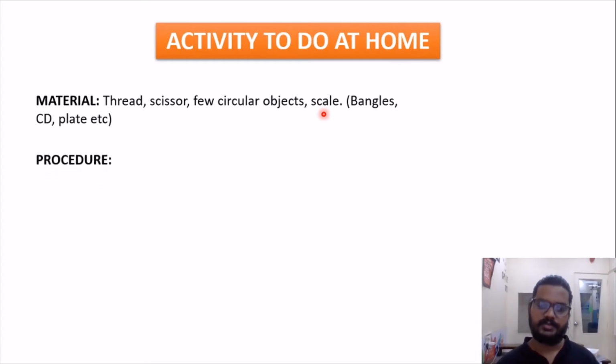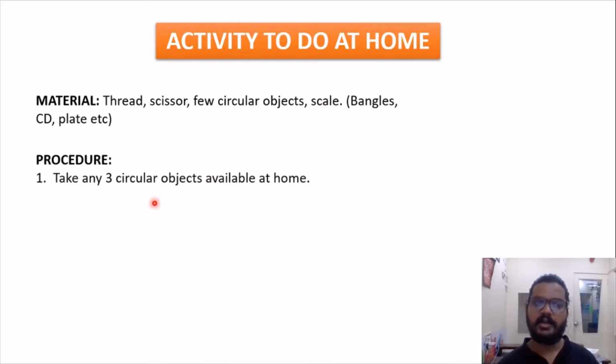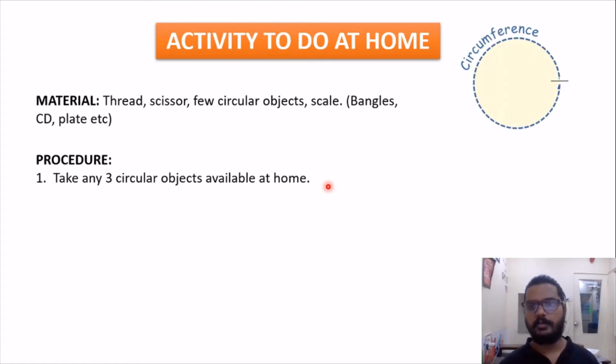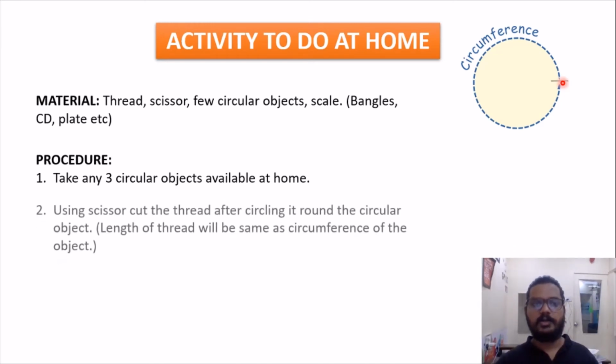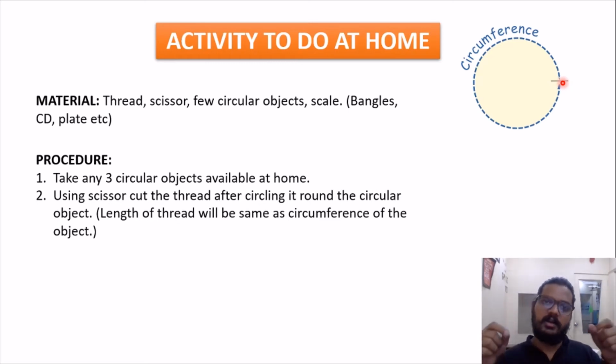Let's go to the procedure. Step number 1, once you get all the 3 objects available at home, place them in front of you. Now take the thread from one point and circle around the object and mark it where it ends. Now you will get a length of thread which was circled around the object. Now using this thread, place it near a ruler or a scale and find the length of this thread. Once you get the length of this thread, make sure that you are marking and writing it somewhere.